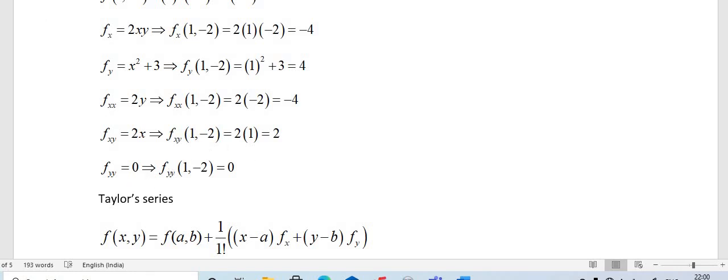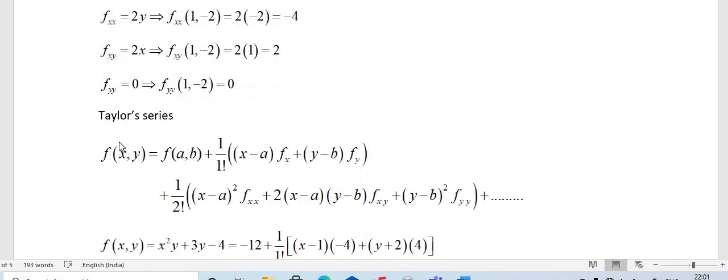fyy. fyy means partial differentiation of fy with respect to y. So here you can observe fy contains only x term and constant term. That means fyy is 0. So find out fyy at 1 comma minus 2. That is also 0. Now this is the expansion of Taylor series.